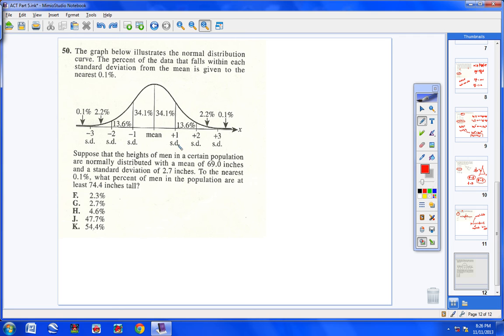Now, standard deviation, I'm not going to give you a huge long definition, but it's how far each number in your list of raw data deviates from the mean. And then you take all of those deviations and you find a standard deviation. And in this situation, a normal distribution with a mean of 69 inches and a standard deviation of 2.7 inches, to the nearest 0.1%, what percent of men in the population are at least 74.4 inches tall? Now let's think about this for a second.